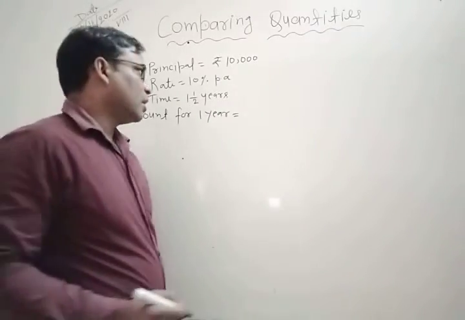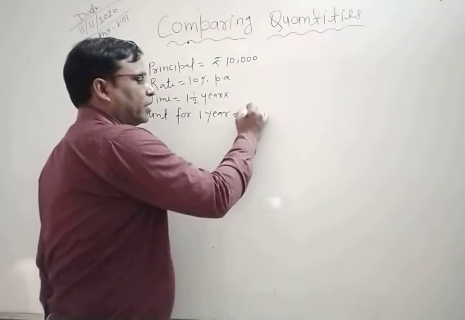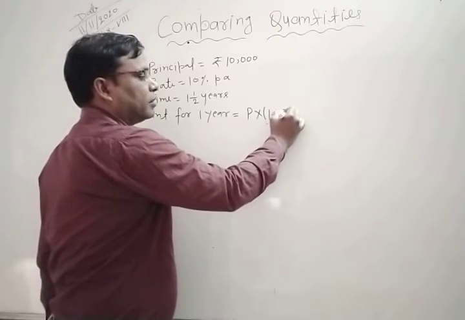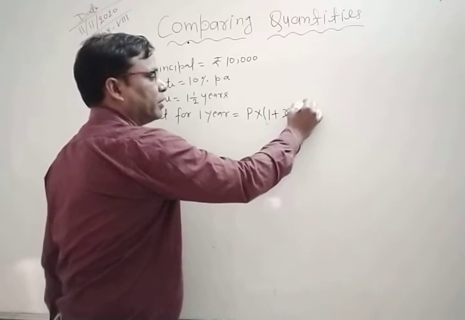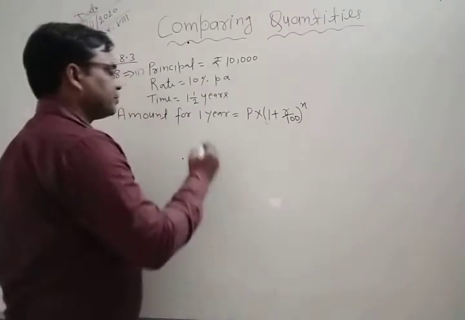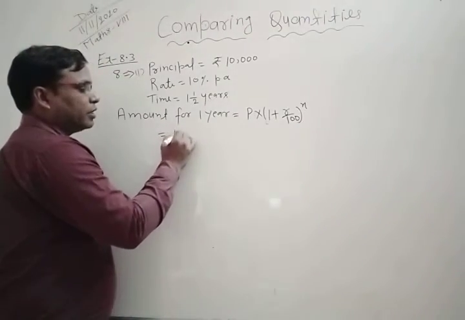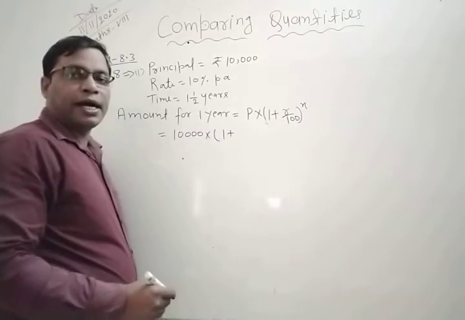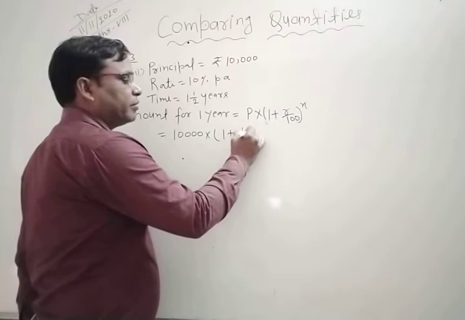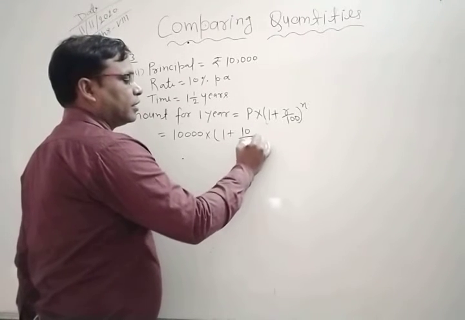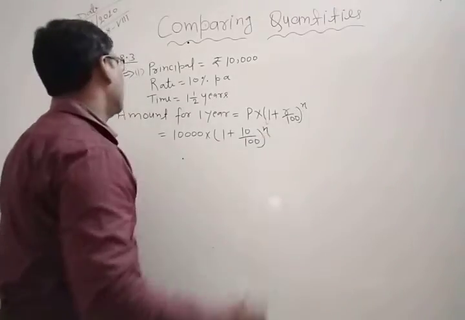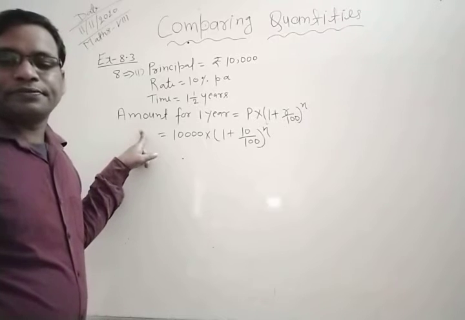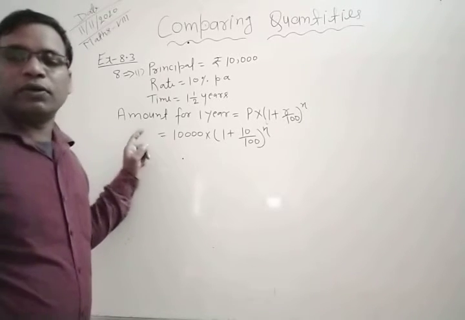Amount for 1 year. So we know how to find it. This is P, principal, times (1 plus R by 100) to the power n, where P represents the principal. This is given as 10,000 into 1 plus R, the rate given as 10% per annum, by 100, power 1, because here you write amount for 1 year.